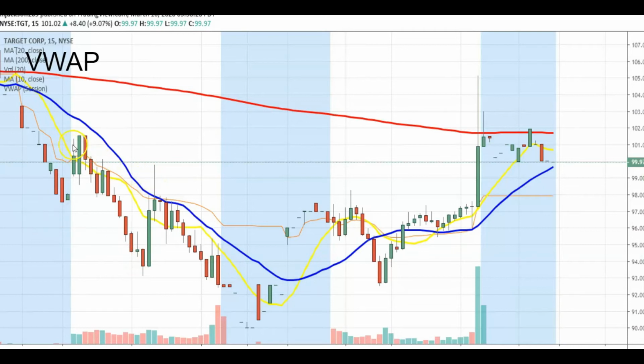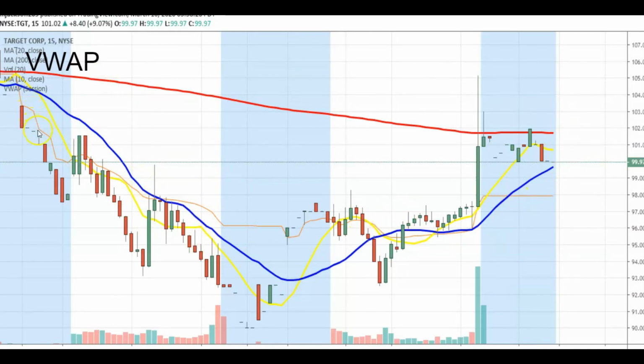Now, remember, my yellow line is my 10 MA. My blue line is my 20 MA. And my red line is the 200. Now look, this particular stock, Target, is on an intraday chart, meaning this is a 15-minute chart. This is not the daily, but on this intraday chart, the stock would be bearish because it's below the 200 and it's below the 20, at least on this side of it, and then over here it's starting to work its way back.